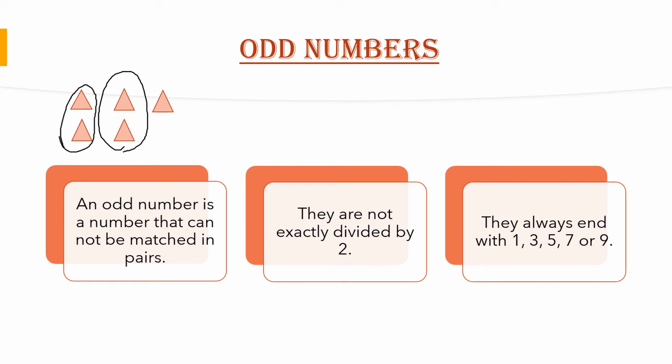Let's read the second one. They are not exactly divided by 2. What does it mean? It means that when we divide an odd number by 2, the remainder is not 0. Let's take an example of 17. If I divide 17 by 2, 2 eights are 16 and the remainder is 1. So it means that odd numbers are not divisible by 2.